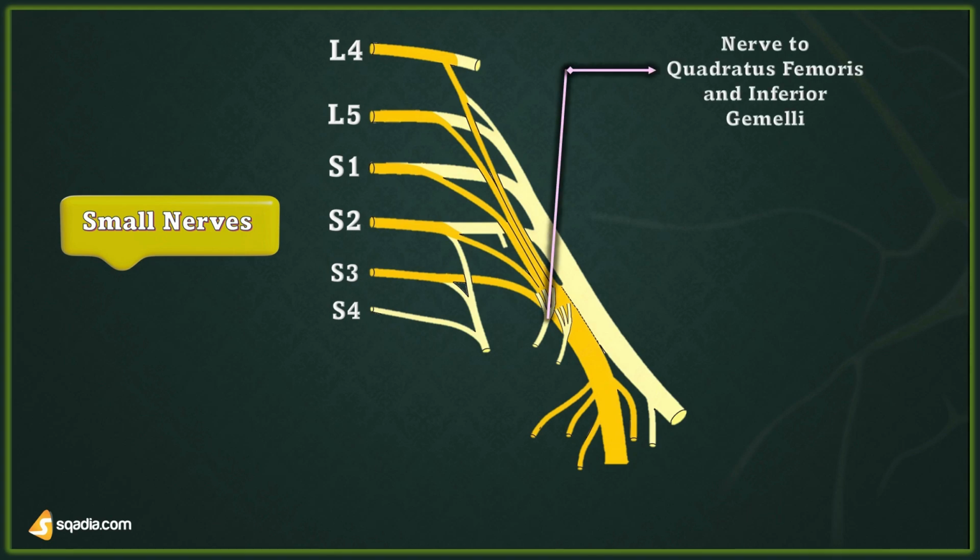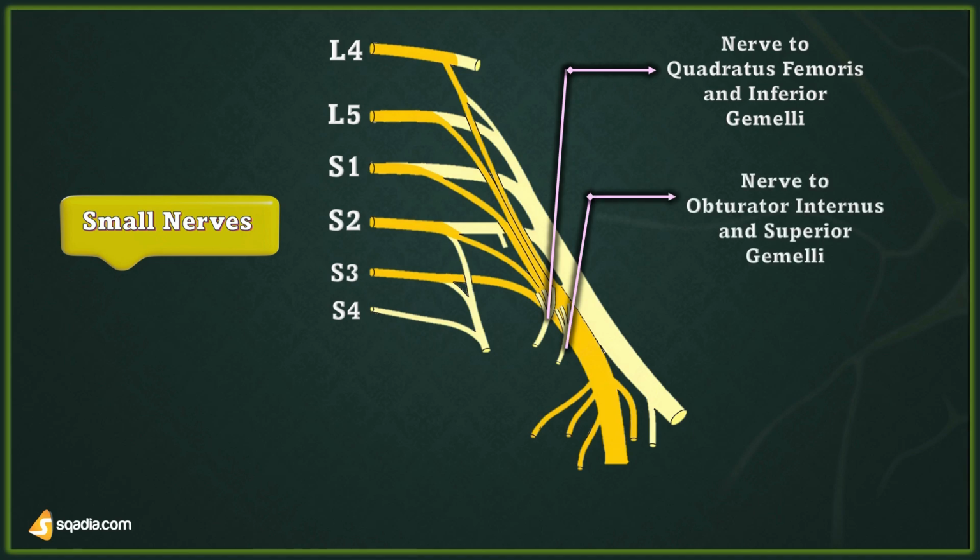First, we have the nerve to quadratus femoris and inferior gemelli. These muscles are located in the posterior hip region. These muscles are deep muscles of the gluteal region and play an important role in hip stability. Here is the nerve to obturator internus. It supplies both the obturator internus and superior gemelli.